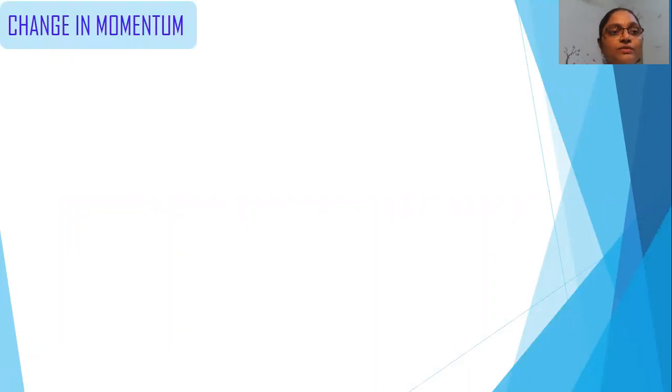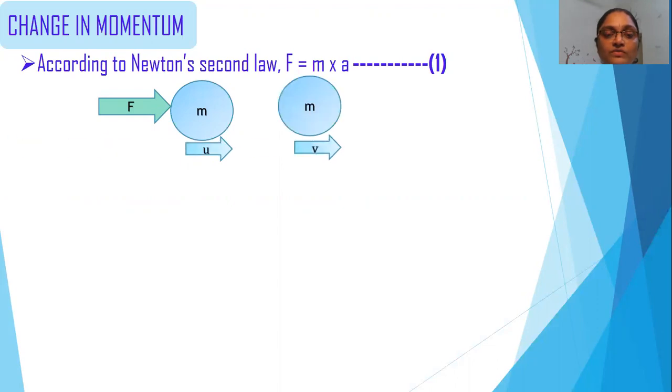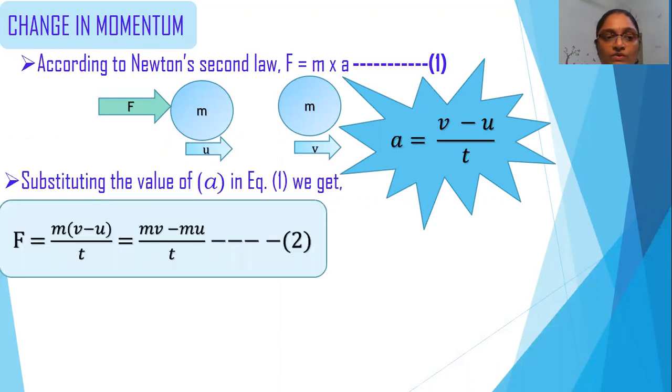Now let us understand the concept of change in momentum. According to Newton's second law, we know that F is equal to ma. Let us consider a body of mass m which is moving with the velocity u. Now when a force acts on it, the velocity of the body will be changing from u to v. So the acceleration produced here will be (v minus u) by t. Substituting the respective acceleration in equation number 1, we will get F is equal to m into (v minus u) by t, or F is equal to (m into v minus m into u) by t.